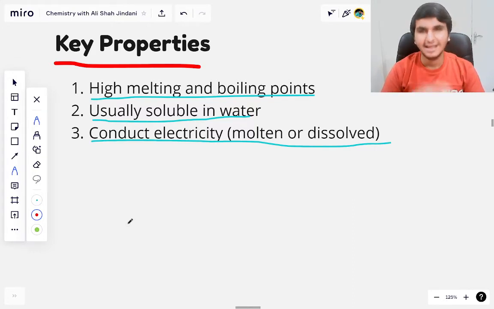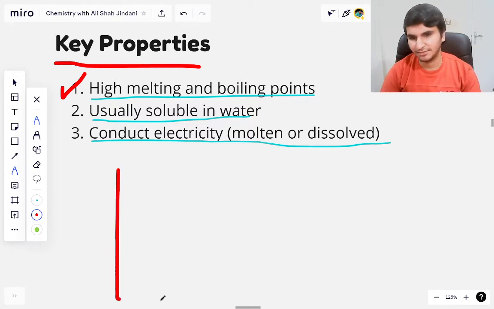We talked about the electrostatic forces, the forces of the charges that are stationary, right? The electrostatic forces, which are very strong, due to which they have high melting and boiling points. Second thing, they are usually soluble in water. How are they soluble in water?